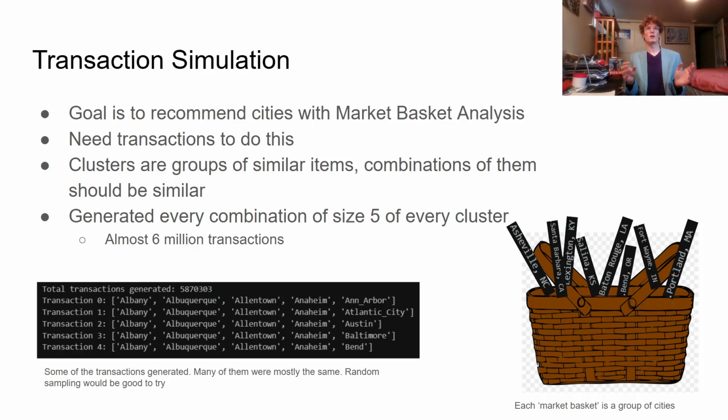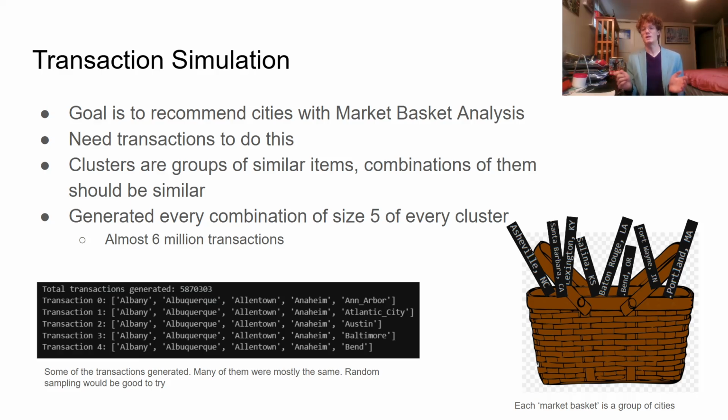Transactions, in theory, are groups of similar items, or groups of items that need to be grouped together. And clusters are groups of similar items. So if I take combinations within those clusters, they should be very similar to one another. So they should provide a decent approximation of city preferences.